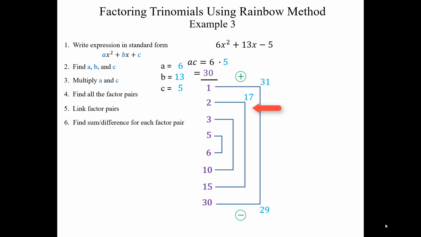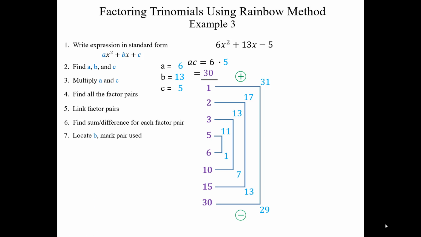17, the sum of 2 and 15, and 13 is the difference of 2 and 15. We have 13 for the sum of 3 and 10, and the difference between 3 and 10 is a 7. For 5 and 6, our sum is 11, and our difference between 5 and 6 is a 1.